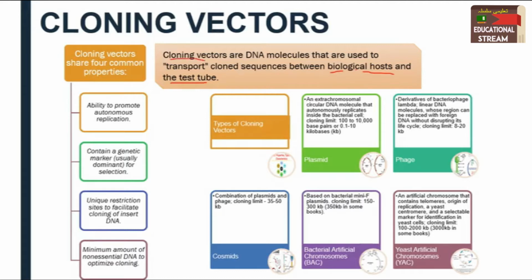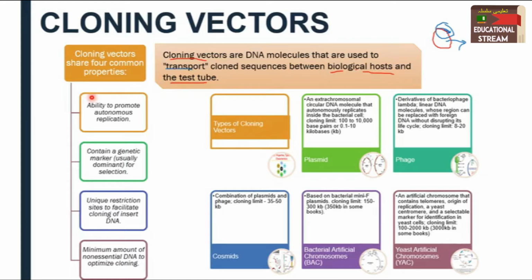So cloning vectors are acting as a transporter. They are involved in transporting our gene of interest into the host genome. For example, if I say this is a cloning vector, and we have inserted our gene of interest in it. This is our gene of interest which we have inserted. The vector, when it is transformed into the biological host, will transfer this sequence into the host genome. So it is acting as a transporter or as a carrier molecule.